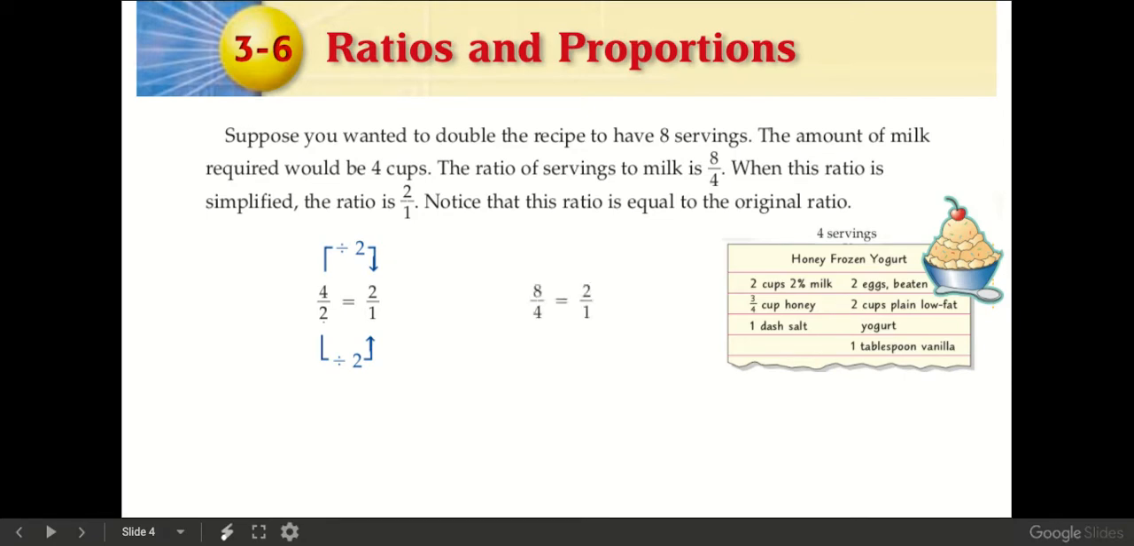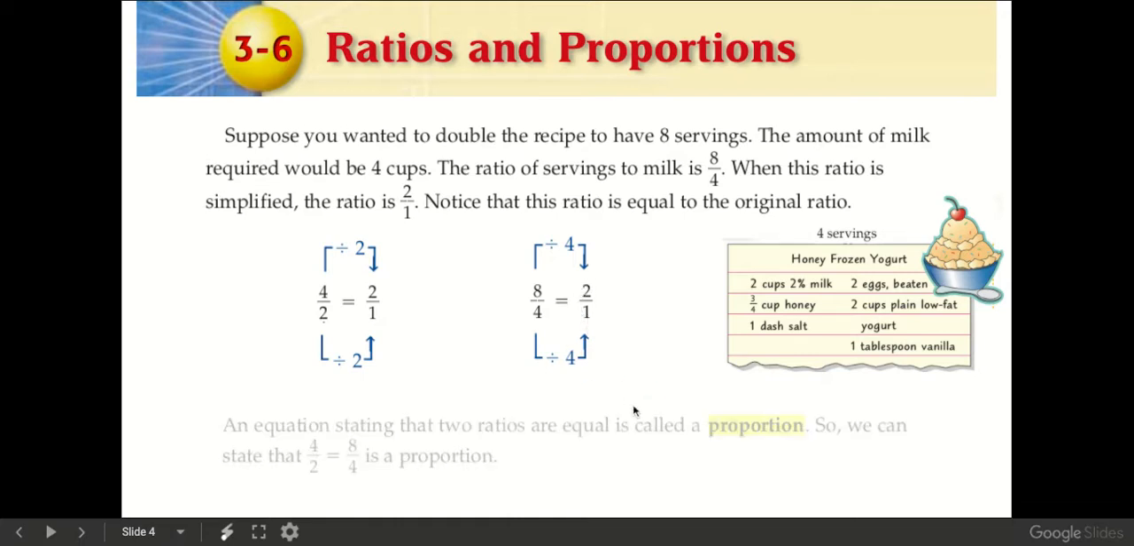Same thing if I was making 8 servings and using 4 cups of milk: both of those are divisible by 4, which again simplifies the fraction to 2 over 1. So whether I'm using the ratio for 4 servings or the ratio for 8 servings, they give you the exact same thing, which is 2 to 1. Basically, for every 2 servings, I'm using 1 cup of milk.